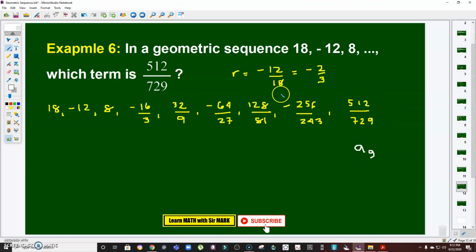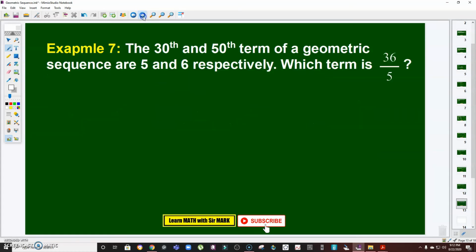Okay? Clear? Okay. Last item on this short video. Yeah, short. So, the 30th term and the 50th term of a geometric sequence are 5 and 6 respectively. So, again, the 50th term, a sub 50, is 6. That can be written as the first term, a, times r raised to 49. Similarly, the 30th term is 5, which is a r raised to 29. The question is, which term is 36 over 5? That's the only information we have.